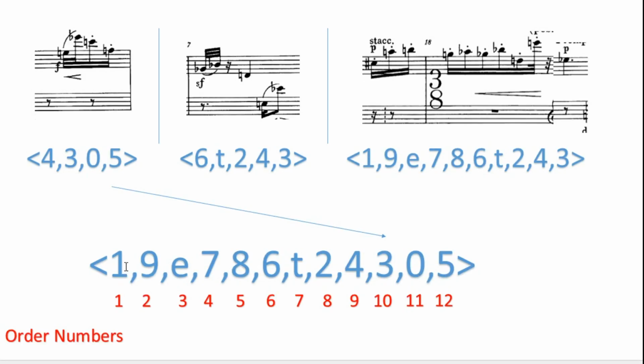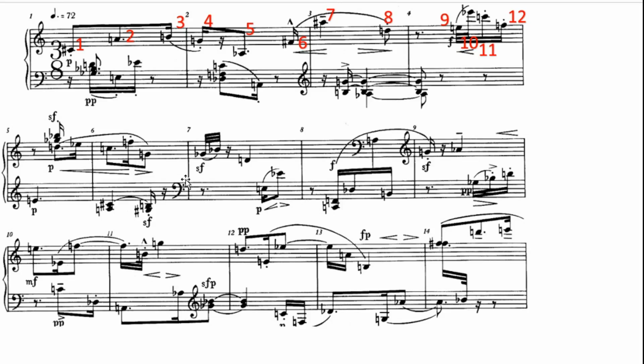1, 9, E, 7, 8, 6, T, 2, 4, 3, 0, 5. Let's match up these numbers with order numbers 1 through 12. Now that we know what we're looking for, we can see that in the upper voice, the row does appear in order. Here's the first note, second, third, fourth, fifth, sixth, seventh, eighth, 9, 10, 11, and 12th note of the tone row. So let's use the order numbers to label these down here.